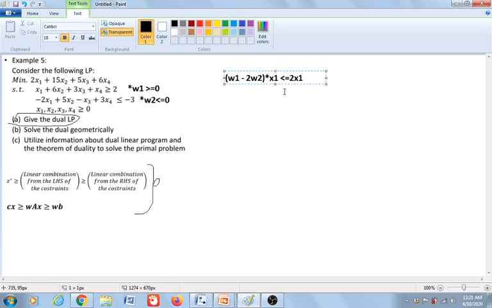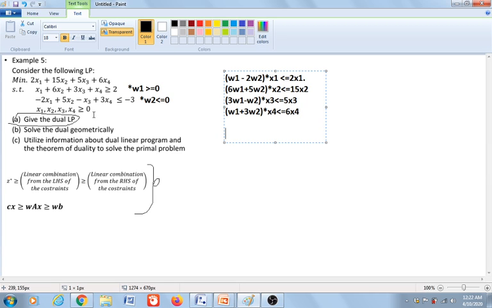So this is it, and then for the x2, it will be 6w1 plus 5w2 times x2, and that must be less than or equal to 15x2, and x2 is positive, so we are okay. And then 3w1 minus w2 times x3, and that must be less than or equal to 5x3. So x3 is positive, so we are okay. And then w1 plus 3w2 times x4, and that must be less than or equal to 6x4. x4 is positive, so we are okay.